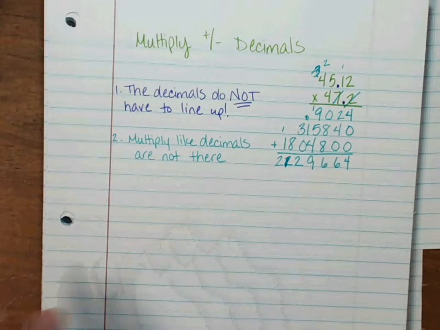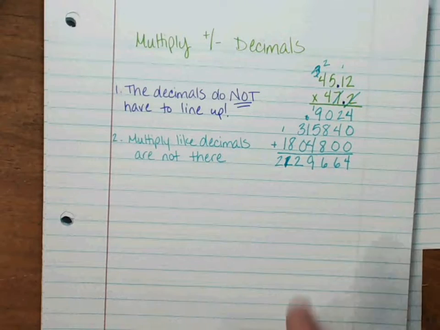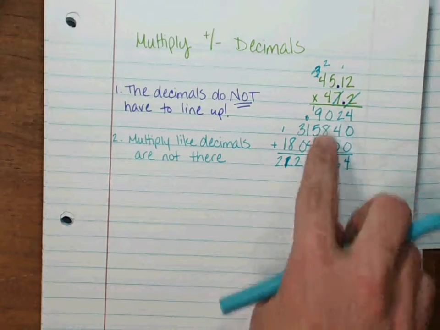This is why it's important to line them up. I didn't do a good job of lining them up. I thought you said you had to line them up. Your digits, when you're adding, you should.